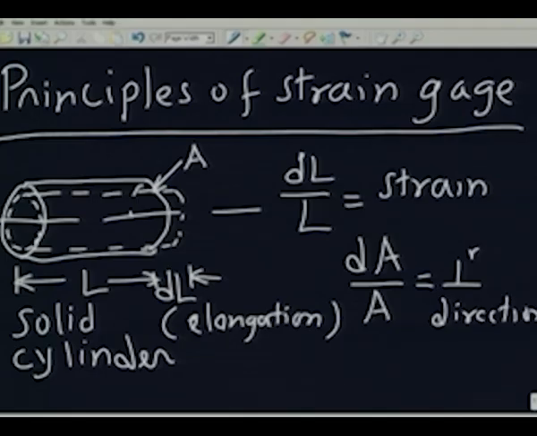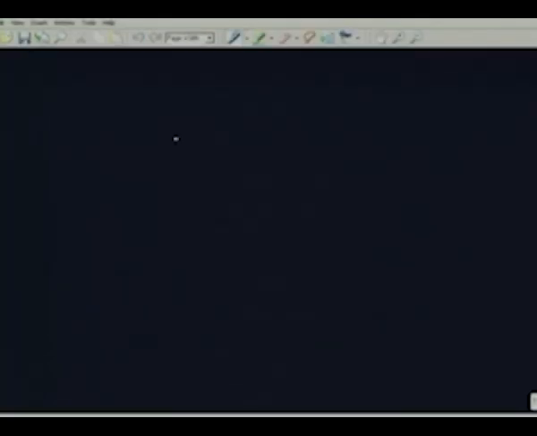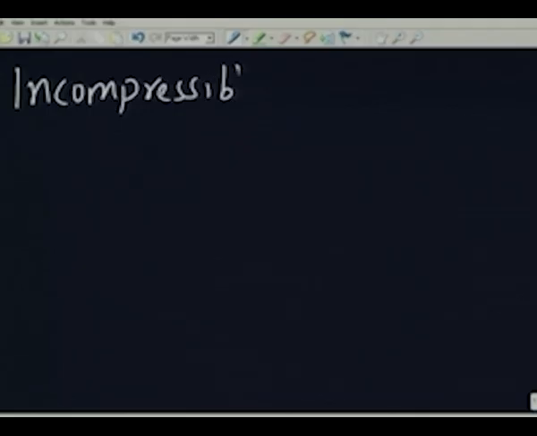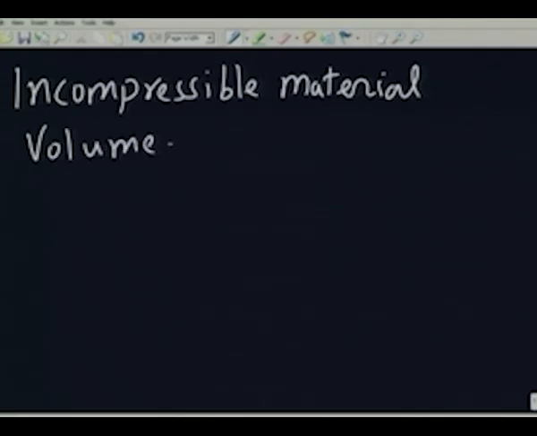A very simple theory which we can look at is the case of an incompressible material. This is not necessarily correct. Suppose we do that, let us assume that the material is incompressible. That means, what does it mean? It means that the volume, which is equal to the product of L and A, is constant. Okay? The volume remains constant.